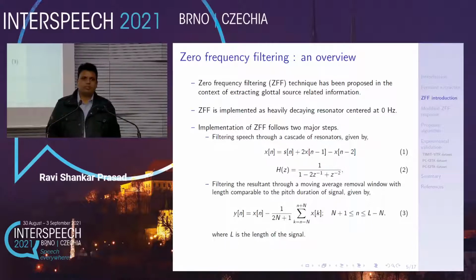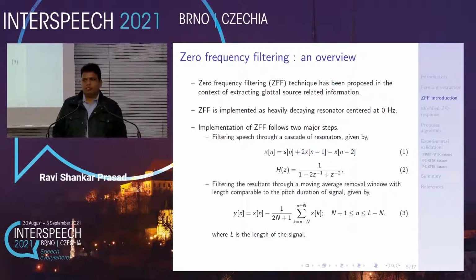So zero-frequency filtering is popularly known as ZFF. It has been introduced for studying source characteristics in speech. It is realized as a resonator which is centered at 0 Hz and has a very sharp bandwidth. So it has a very large decay. The resonator is realized as an integrator, and therefore the resulting filtered signal exhibits a polynomial growth trend.